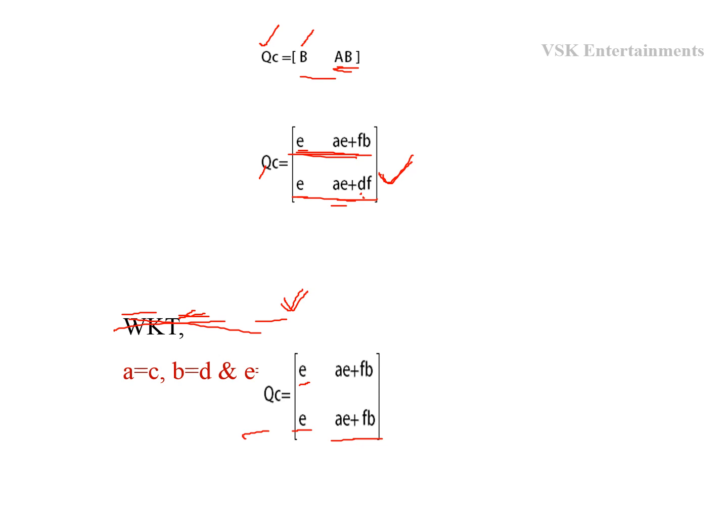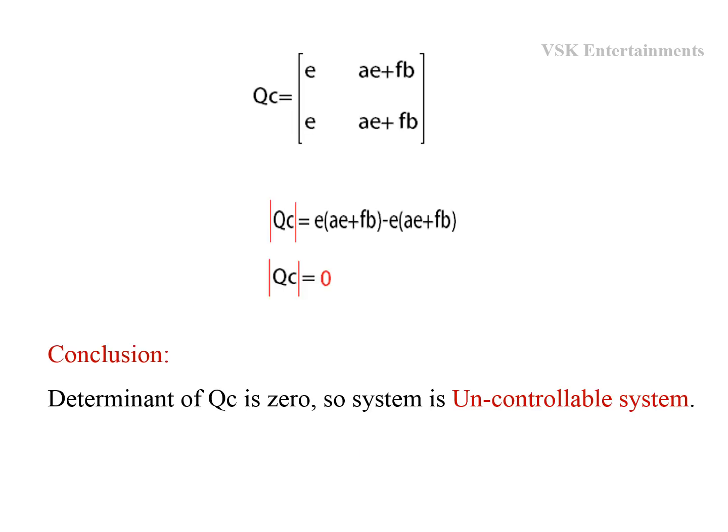Now find the determinant of this QC. Depending upon the determinant value we are going to conclude whether the given system is controllable or not. The determinant of the controllability test matrix is given as determinant of QC is equal to AD minus BC, that is e into (ae plus fb) minus e into (ae plus fb), that is determinant of QC is equal to 0. So we can conclude that the given system is an uncontrollable system.